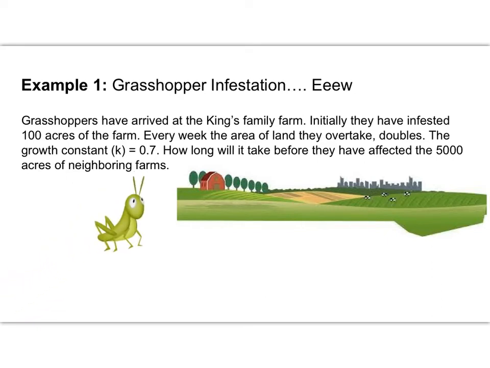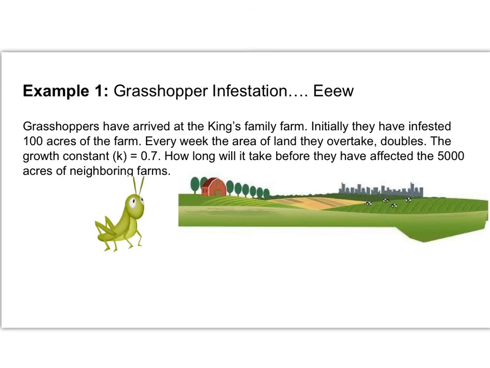Okay, so let's put that into our formula. We want to know how long, need the pen. We want to know how long it takes for 5,000 acres. It started out with 100 acres. Our rate is it doubles. Our growth constant is 0.7, and we're looking for the time.